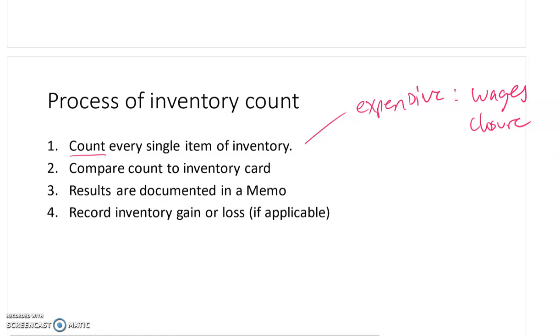Once we get our results from the inventory count, that's compared to what's on the inventory card. We document that in the memo. This is our source document for this procedure. And then if there is a gain or a loss, we record that.